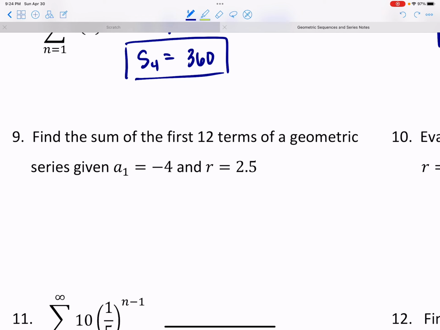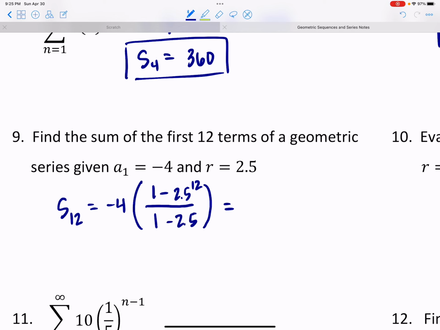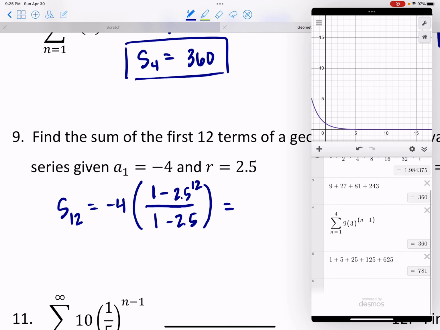So the formula says that the sum for, in this case, 12 terms is going to be a sub 1 multiplied by a fraction. In the numerator of the fraction, it's 1 minus r to the nth power. So 1 minus 2.5 to the 12th power. And on the bottom, 1 minus r, so 1 minus 2.5. And then we go to the calculator. So let's see.